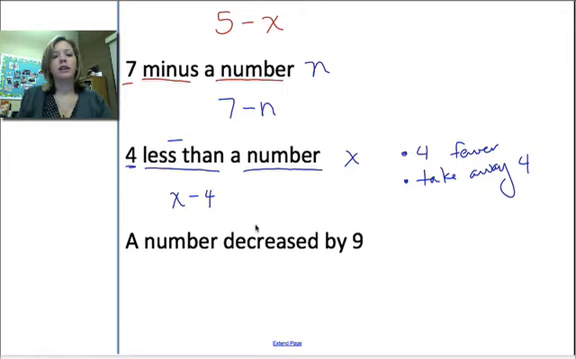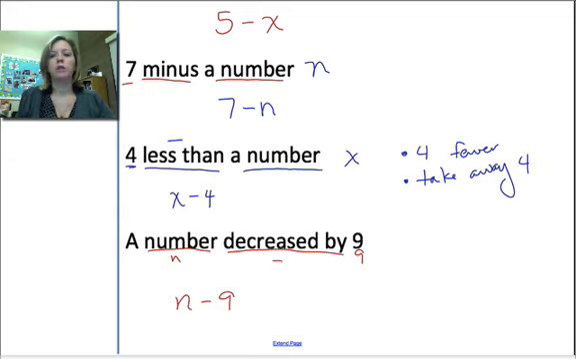So I have to take away 4, so my expression will be x minus 4. That's going to give me 4 less than the original number that I started out with, which was x. Then if we have a number, let's use n this time, decreased by, that's on my subtraction list again, 9, and it's going to go exactly in this order. So I'm going to take away 9 from my unknown number. So n minus 9. Perfect.